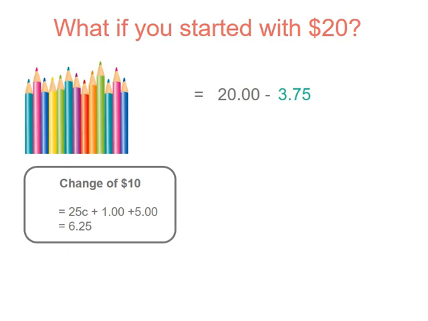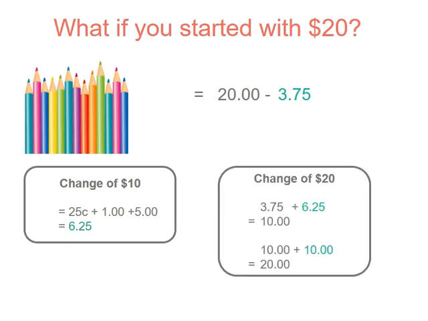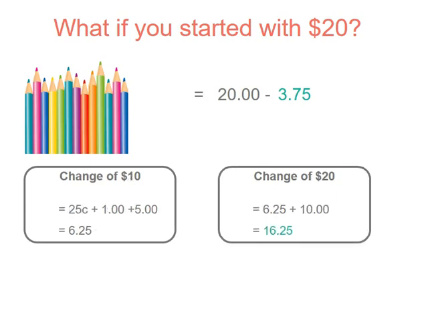Well, we've already worked out change of $10, which is $6.25. So this time we can add on another step. $10 plus 10 more dollars equals $20. We had our change of $10, $3.75 plus $6.25 took us up to $10, and 10 more dollars makes 20. So our total change of $20 is $16.25.